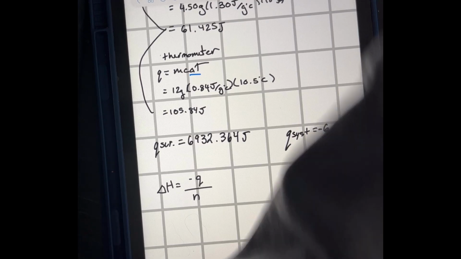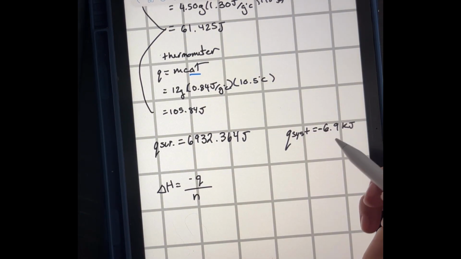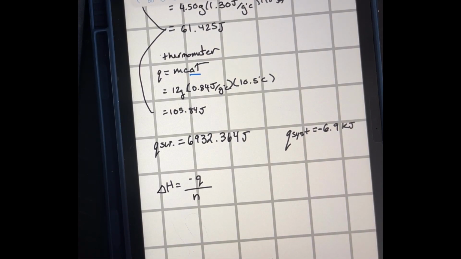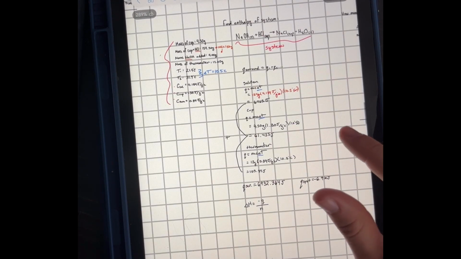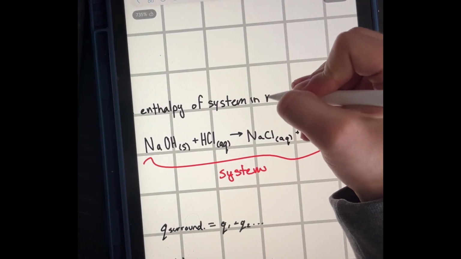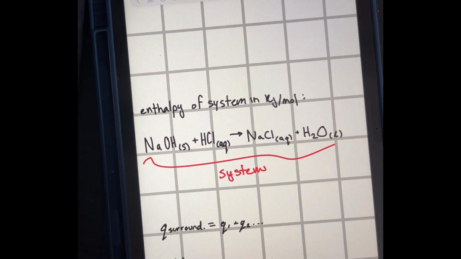But this is going to find our molar enthalpy, which, okay, I just get confused sometimes when, do I find molar enthalpy or just enthalpy? But okay, this time we're gonna do molar enthalpy, even though it says find enthalpy of the system. We'll say in kJ per mole. Okay, that makes it more clear.